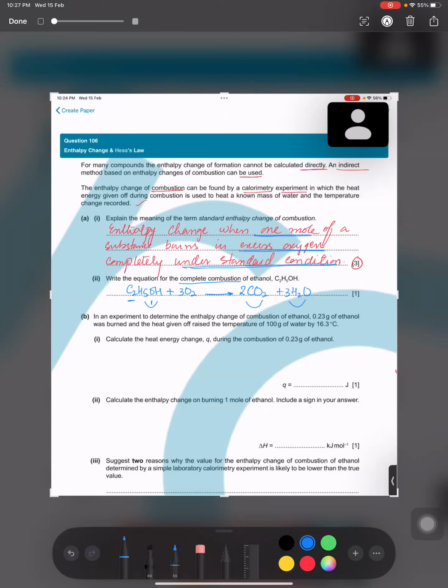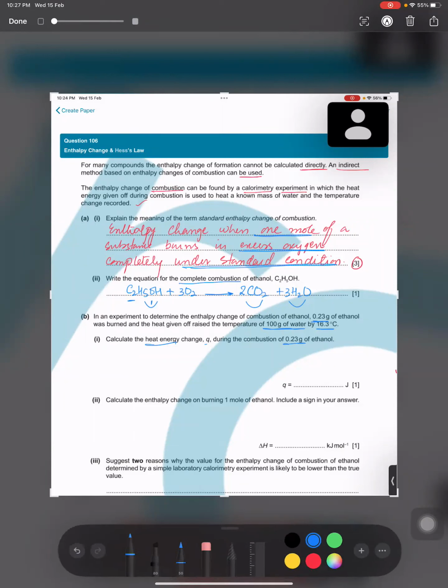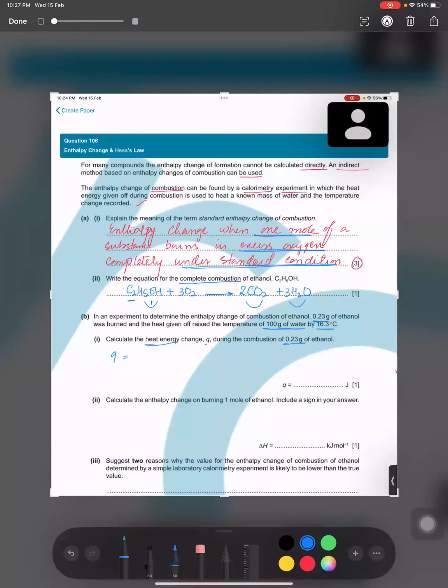Okay. Then after that, it is saying that in an experiment to determine enthalpy change of combustion, 0.23 grams of ethanol was burned, and the heat given off raised the temperature of 100 grams of water by 16.3 degrees centigrade. Calculate the heat energy change Q during combustion of 0.23 grams of ethanol. We know that the formula for heat energy is Q equals mcΔT, right? So the mass of water right now is 100 grams. The c is constant 4.18, and the delta T is already given to us, which is 16.3.